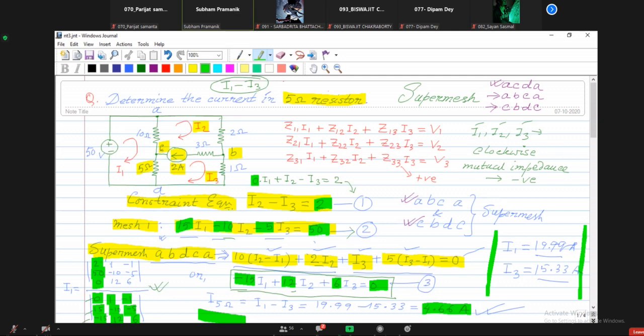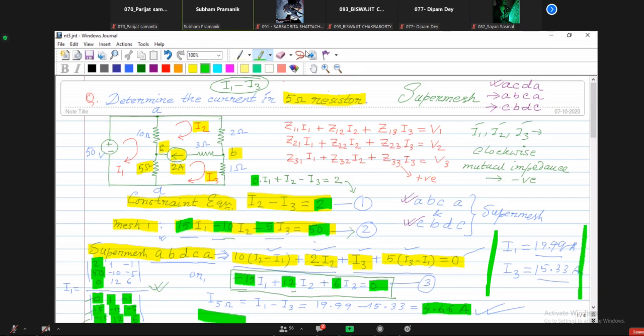How is that possible? Anyway, my final answer is correct. I1 came 18.67 and I2 came 14. I3... Possible. Check. Others also check.